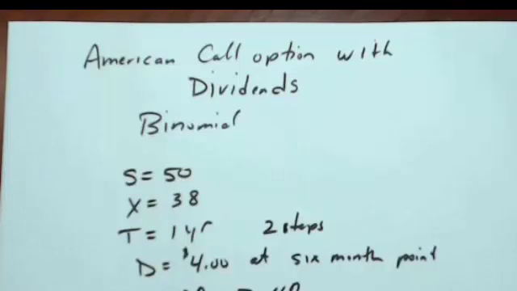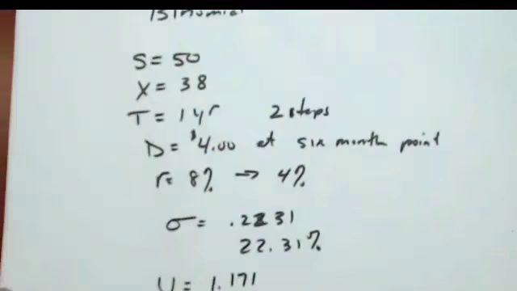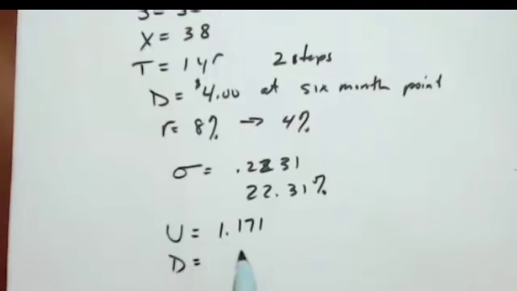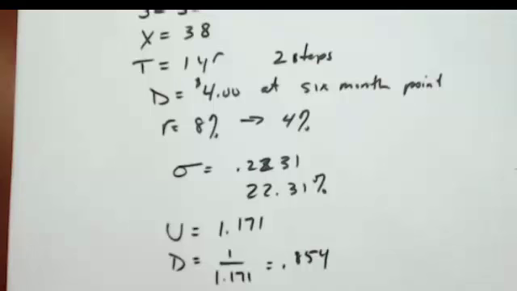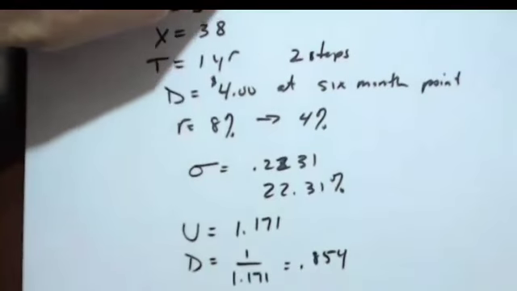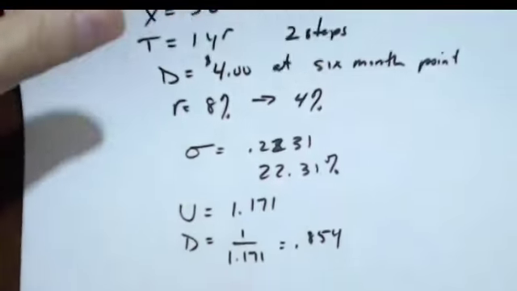2 steps. Sigma will be 0.2231 or 22.31%, and U, meaning the up step, will be 1.171, and then D, the down step, is going to be 0.854. Now, using this information, we can figure out what is the probability of an up move, and we can use that probability to discount our cash flows back.